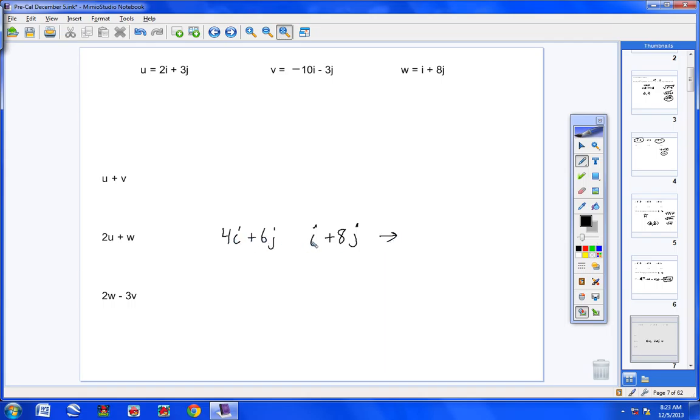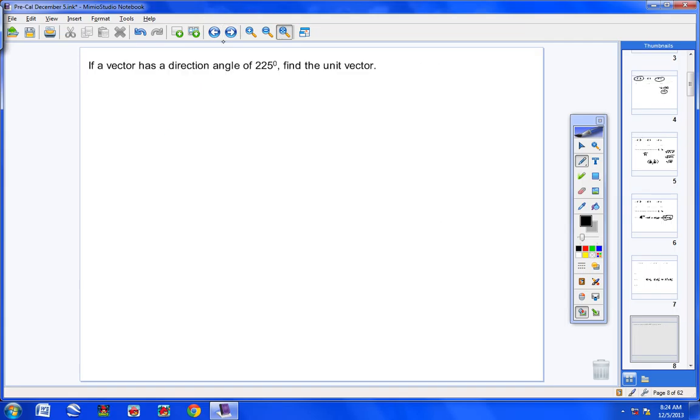Well, i plus i, don't forget there's a 1 right here. 4i plus i would be 5i. 6 plus 8 would be 14. And I'm not sure why I put a j here. This should be an i, obviously. There we go. 5i plus 14j. Okay, so a little review there on doing some work with vectors written as a linear combination.